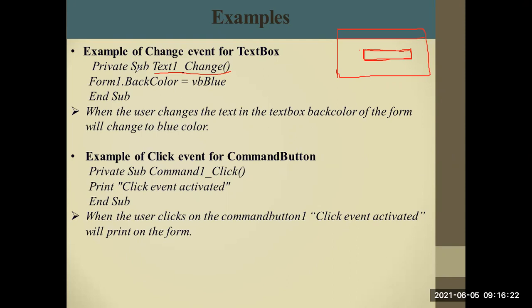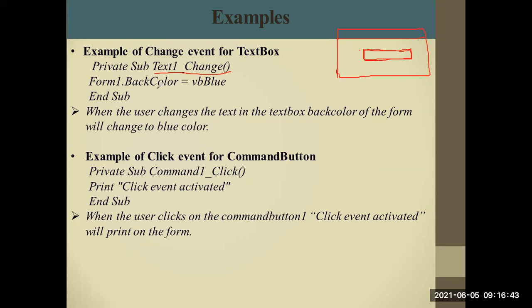So I define private sub. Sub represents that this is your procedure. So private sub text underscore change. Now we call this function. What is the function? Form dot one back color.